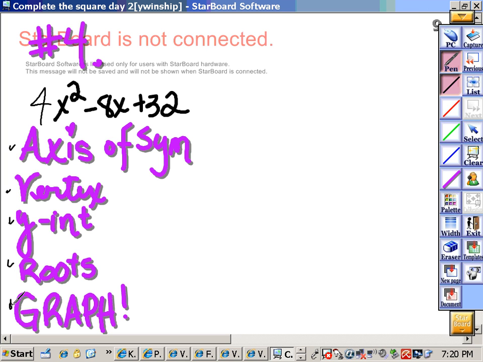So let's start. Axis of symmetry is negative b over 2a. 8 is b, negative 8, so negative b is going to be positive 8 divided by 2 times 4. 8 divided by 8 is 1. So my axis of symmetry is x equals 1.